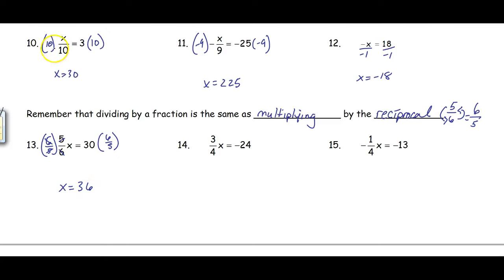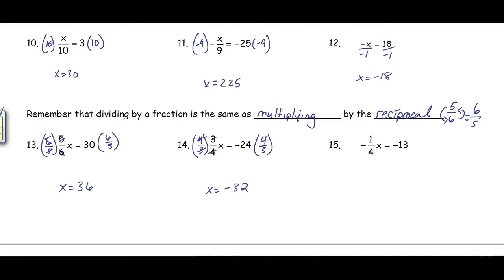Let's see how that's a little bit different. We're not multiplying by any whole number, we're actually multiplying by the reciprocal fraction. So 3 over 4x, how are we going to get rid of the 3 over 4? We are going to multiply by 4 over 3. 4's cancel, 3's cancel, you're left with x equals negative 32.